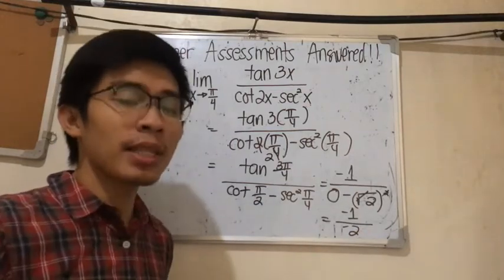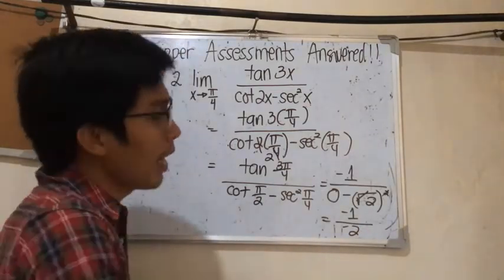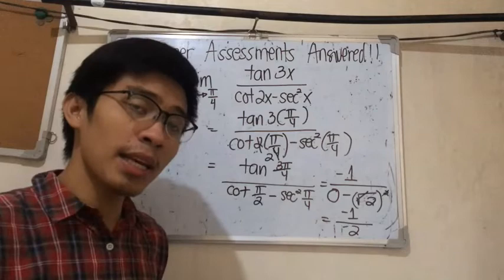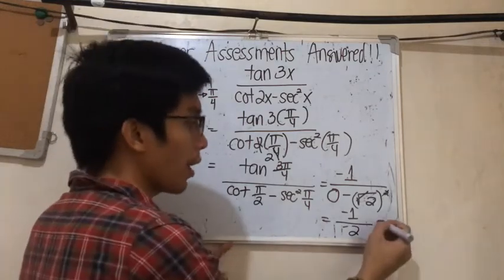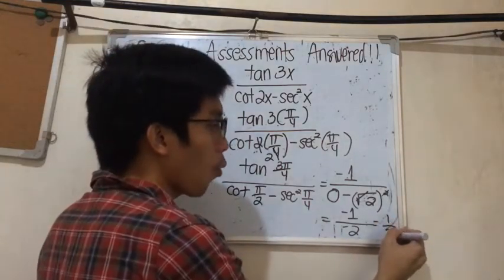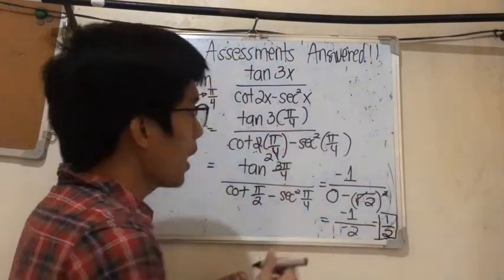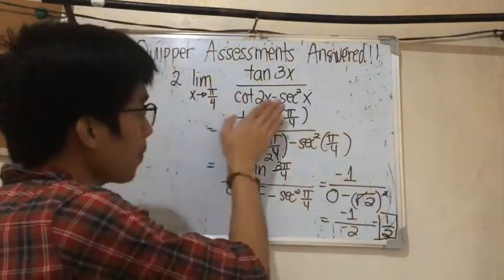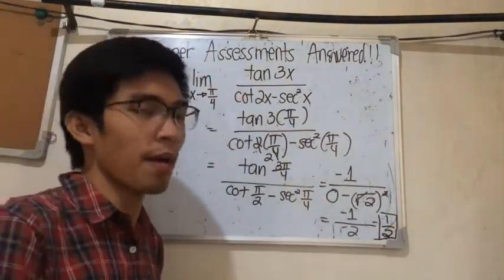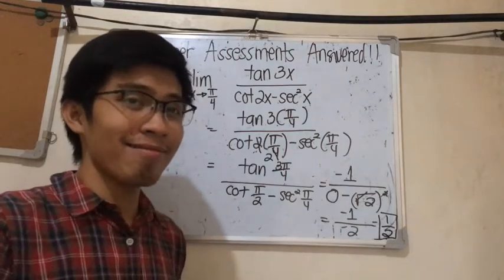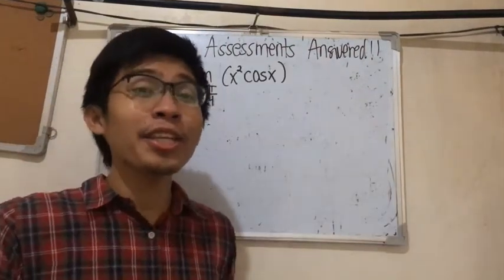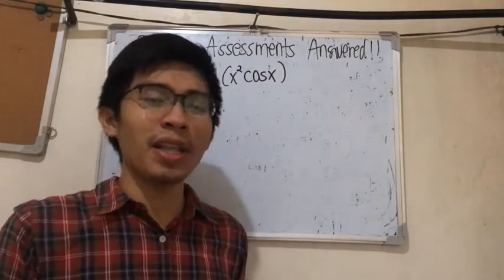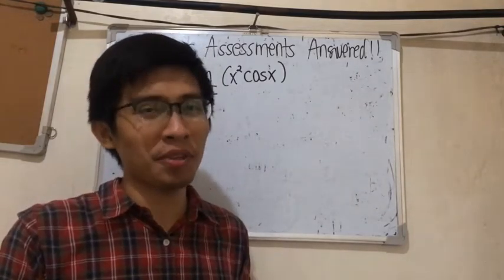And we can still simplify our answer. Negative divided by negative, that is positive. Therefore, the limit now is 1/2. Again, in this problem, the limit now is 1/2. Did you get it right? That's great! Let's continue mastering the skills in finding the limit of trigonometric functions.